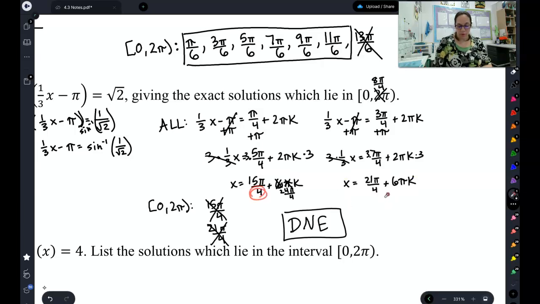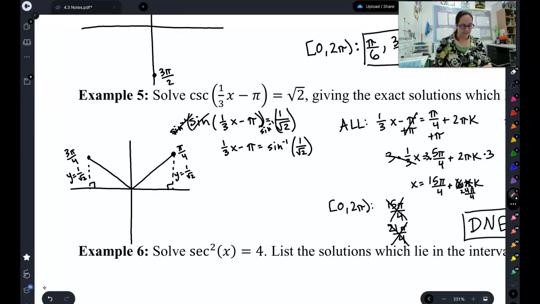Looks like I'm in fourths this time, so I changed my 2 pi to 8 pi fourths. And I noticed right away that my first answer, 15 pi fourths, is too big. It's bigger than 8 pi fourths, so that one doesn't work. And my first answer for the other one, 21 pi fourths, is also bigger than 8 pi fourths. That one's too big, which means neither of these work. So my final answer is D and E, one of our favorite answers.